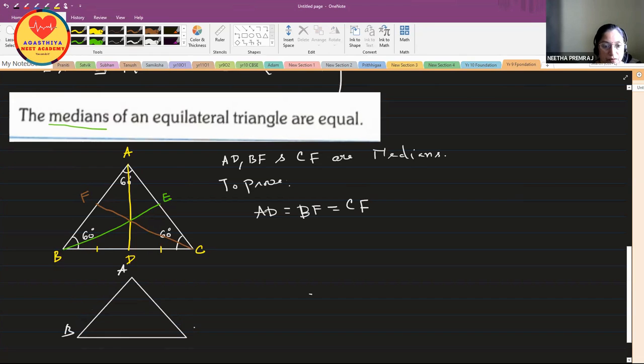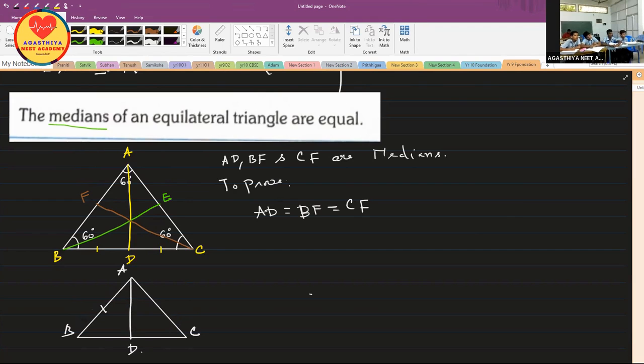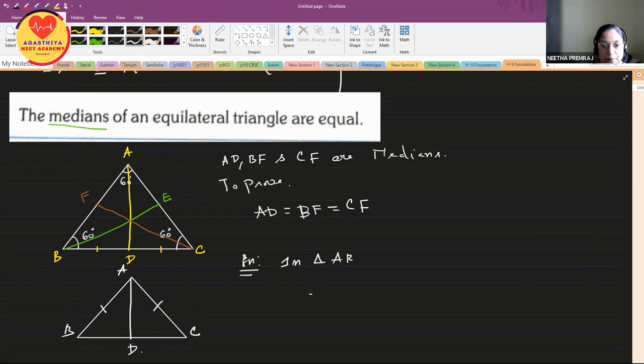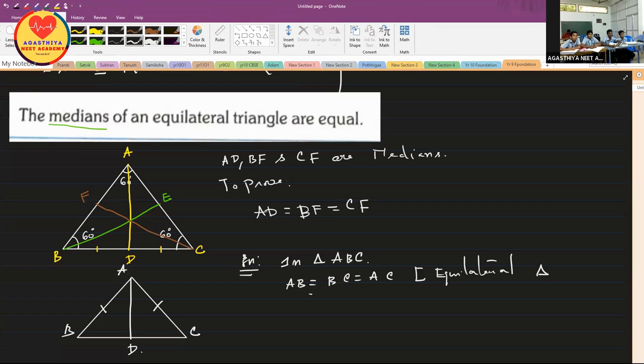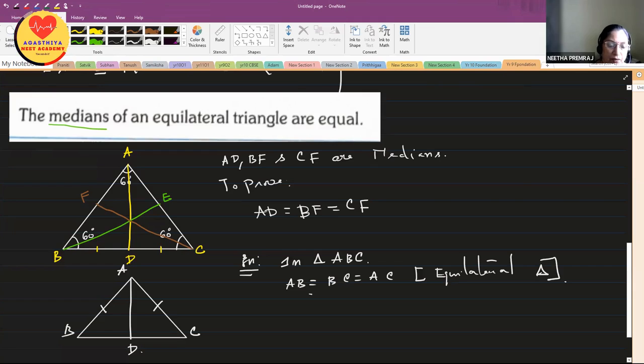Triangle ABC, and I draw a median. This is D. We know that these measures are equal in an equilateral triangle. So what is given? In triangle ABC, AB is equal to BC is equal to AC. The reason is it is an equilateral triangle, isn't it?